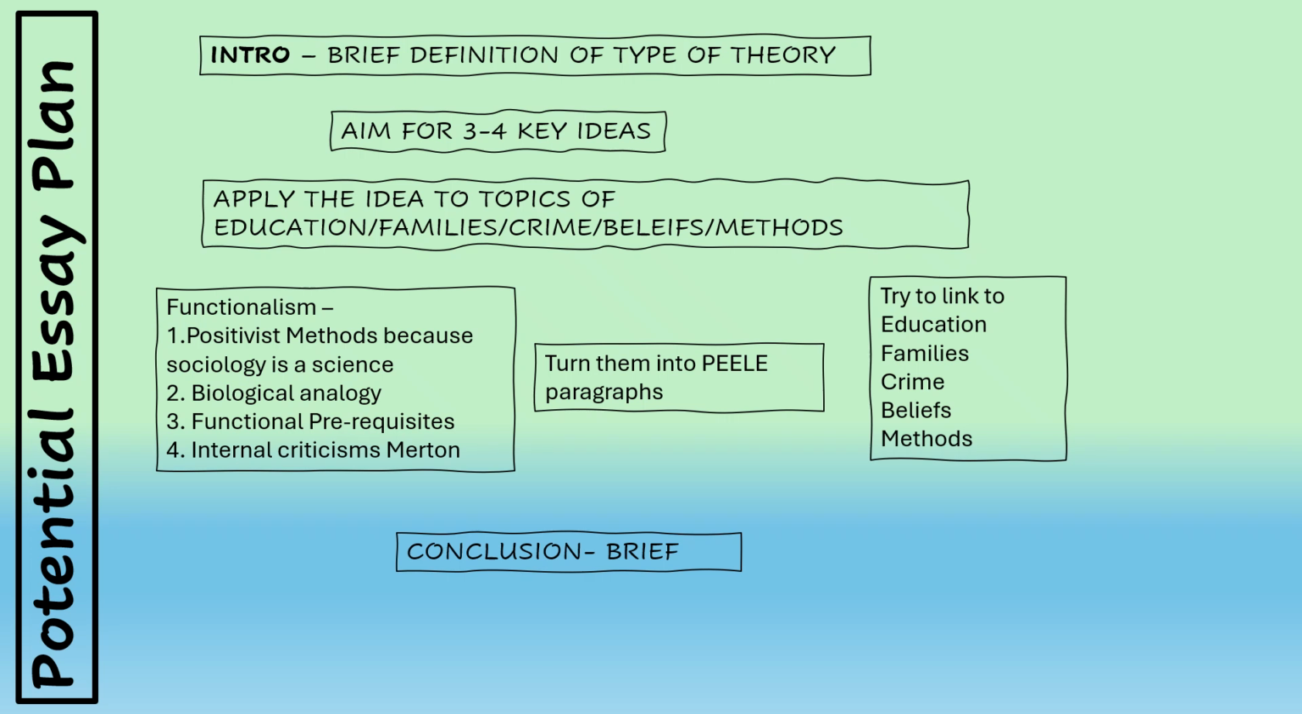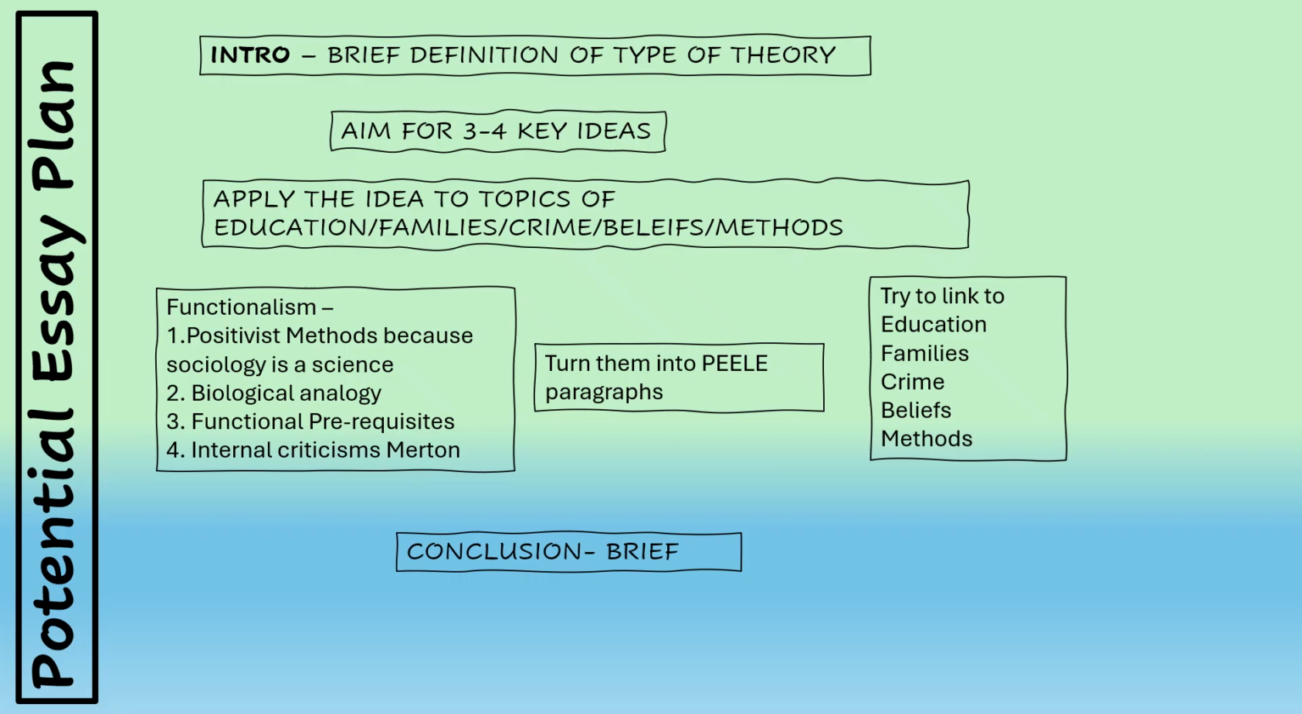Then what top band answers tend to do is take 3 or 4 key unique ideas from that theory that helps explain society, and they take the examiner through each of these one by one, designating a paragraph each for each idea and linking it to the other parts of the courses to help build up that picture of how we understand society through that theory.